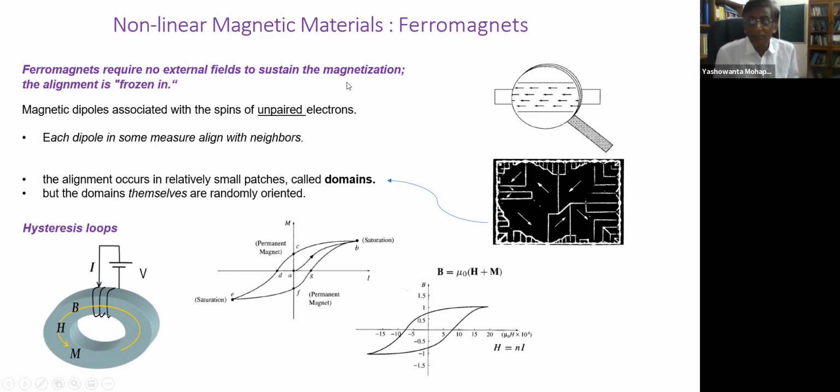sustain magnetization. They are already magnetized. The alignment of the magnetic field is frozen in. If you look at a ferromagnet, it will look like the spins are all aligned, or they're actually in domains. This is a picture of a domain, which can be pictured with the magnetization pointing in this direction. All right.